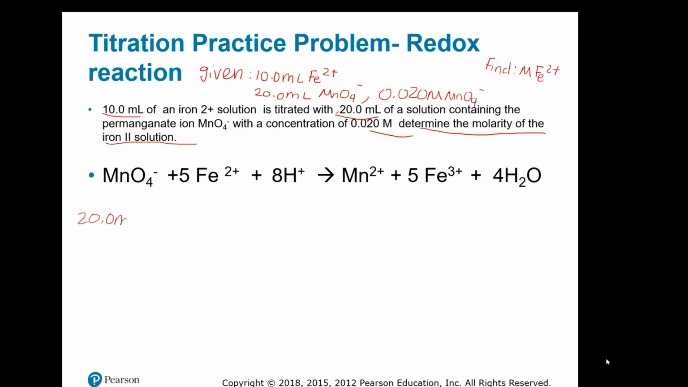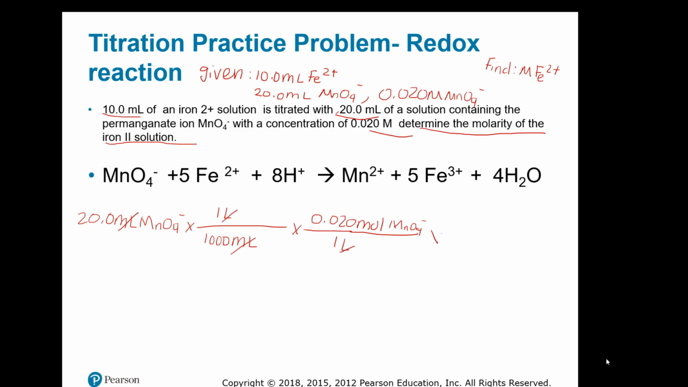Okay, so we're given 20 milliliters of the permanganate ion. We need to convert this to liters by dividing by 1,000 milliliters for every 1 liter, and that cancels milliliters. Now we convert to moles of the permanganate ion by multiplying by the molarity of the permanganate ion, which is equal to 0.020 moles per liter. This cancels liters.